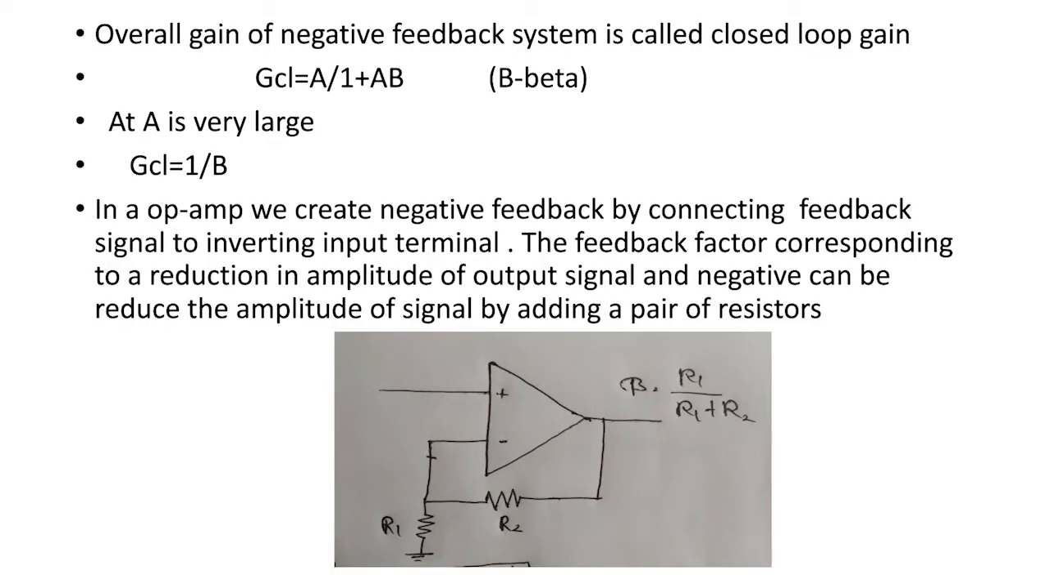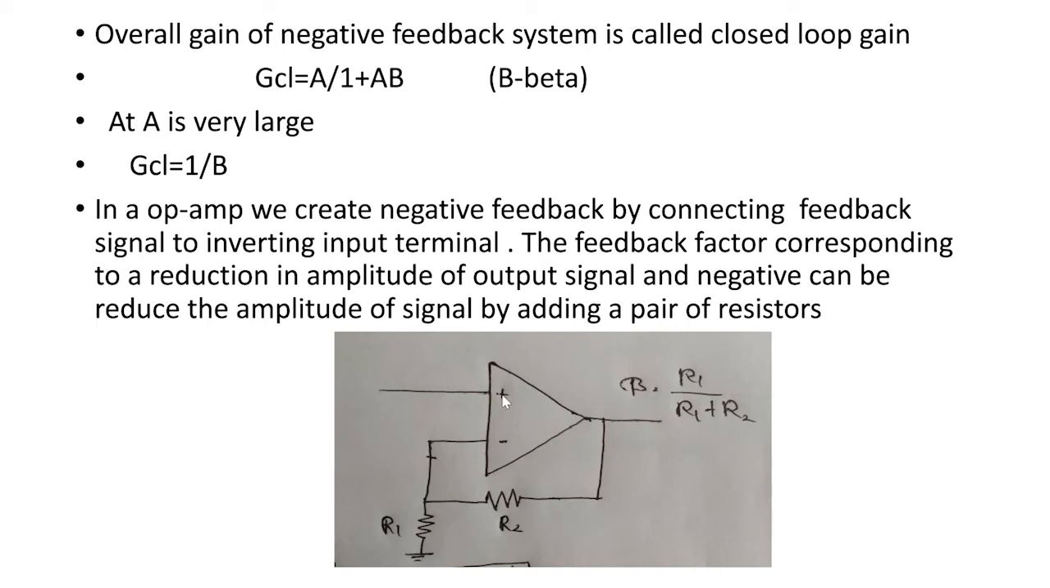The overall gain of a negative feedback system is called the closed loop gain, which is equal to A by 1 plus A beta. When A is very large, the closed loop gain equals 1 by beta. In an op-amp, we create negative feedback by connecting the feedback signal to the inverting input terminal. Here we can see feedback is given to the inverting terminal.